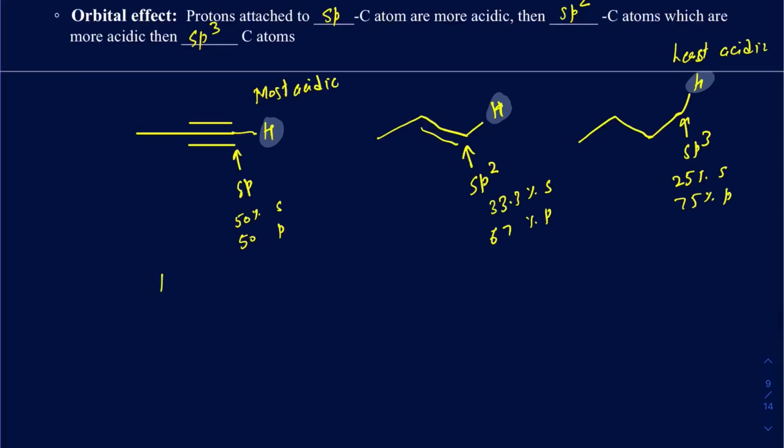And if I go back and recall the pKa values of those, the pKa value of alkynes is about 25. The pKa of your alkenes are going to be about 44, 45, and then pKa of your alkanes is going to be greater than 50 or somewhere around 50.